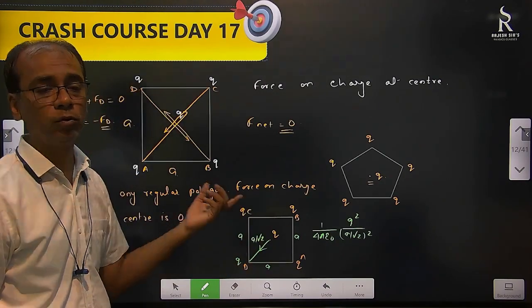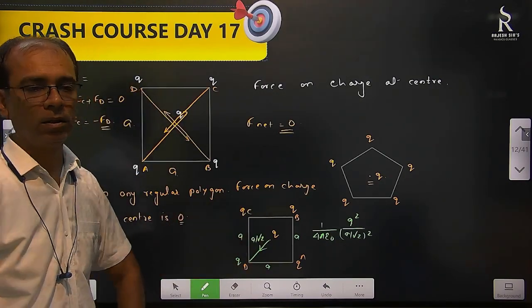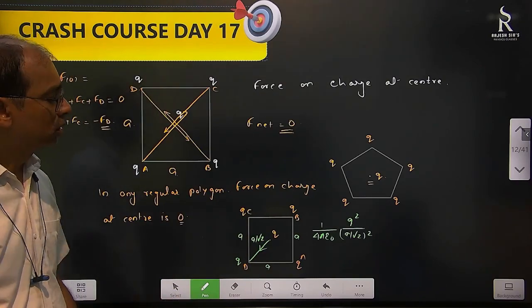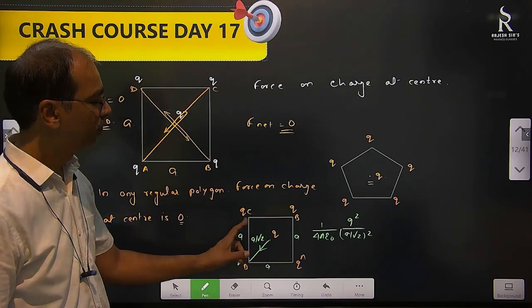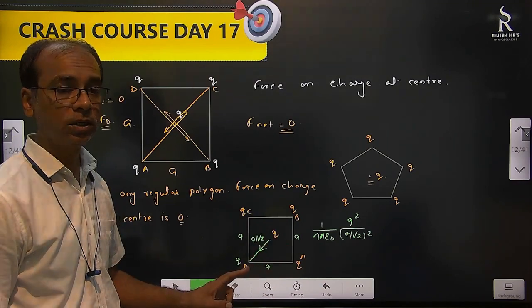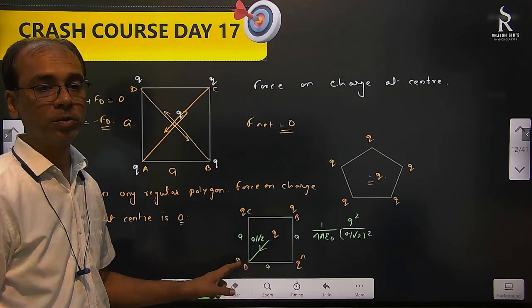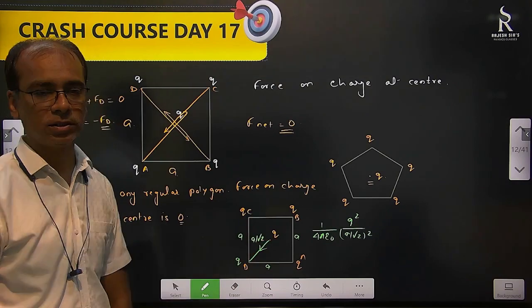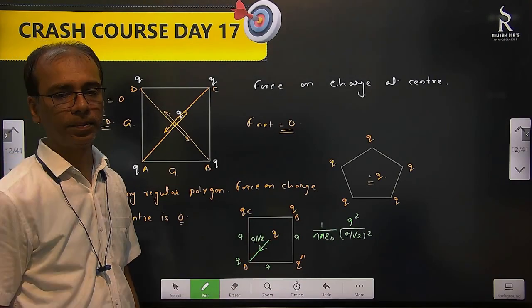Otherwise, we have to find force due to each and every charge and add it. We don't have that much time. Okay, the concept says the sum of this, this, and this is equal to the force because of this charge, but taken in the opposite direction. Remember that.